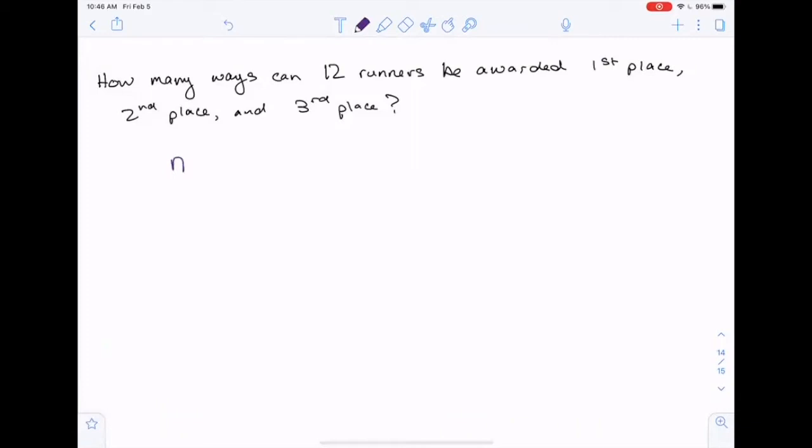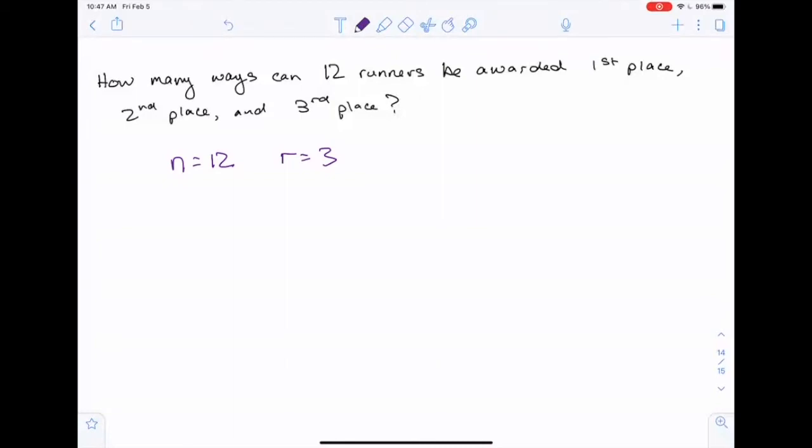Right? In this case, I have a total of 12 people that we're trying to arrange, right? And in this situation, finishing in first place is different than second place, is different than third place. So we're definitely talking about an ordering. And in this instance, we're talking about an ordering of 3 people, right? I want to order these 12 runners in just a subset of 3.